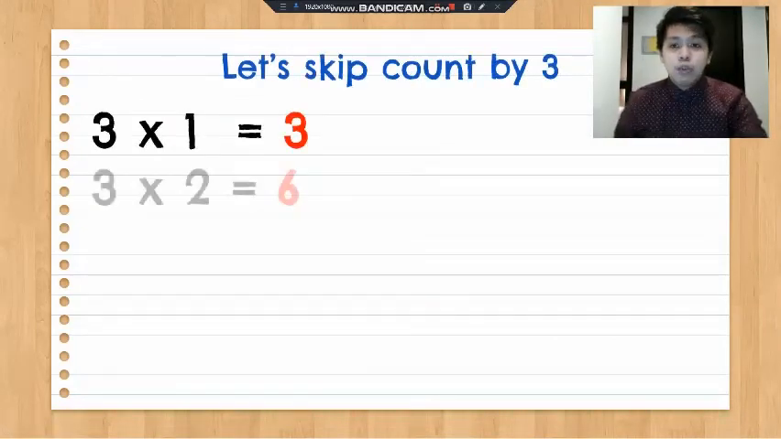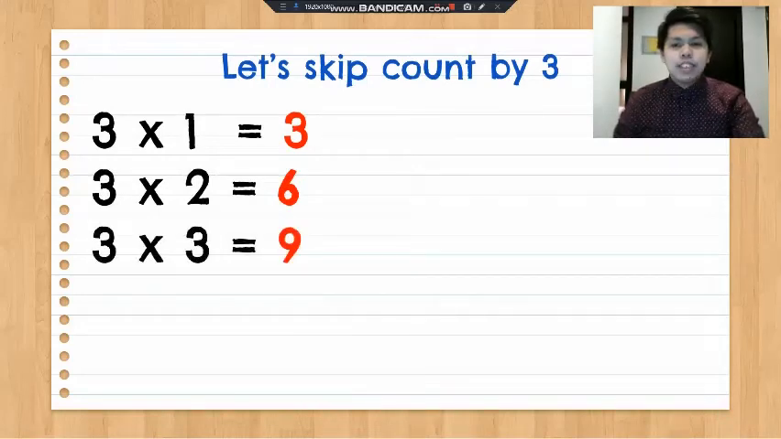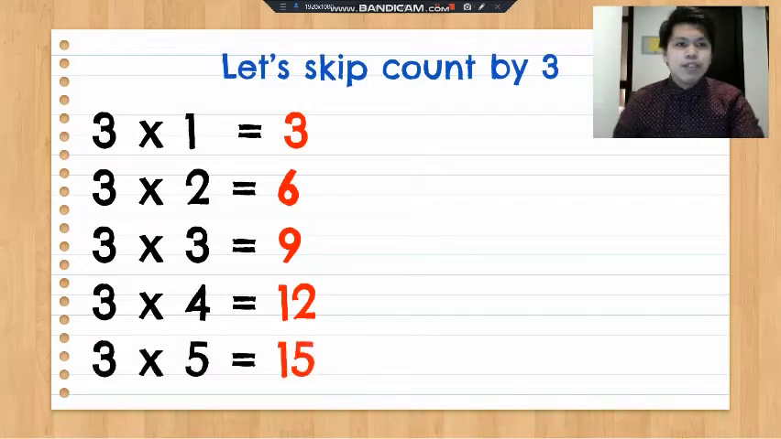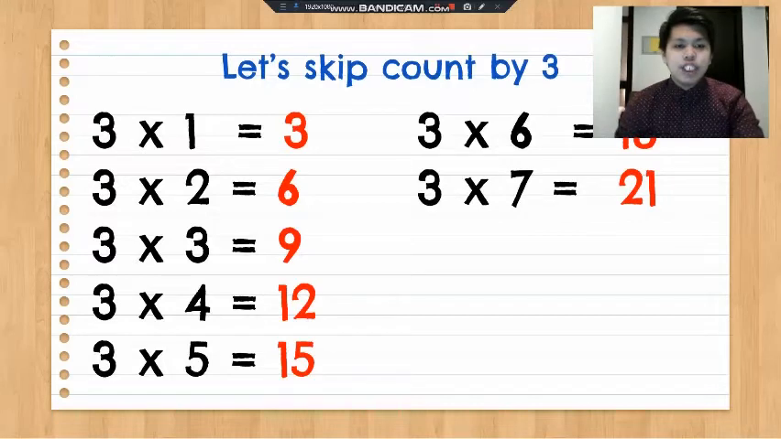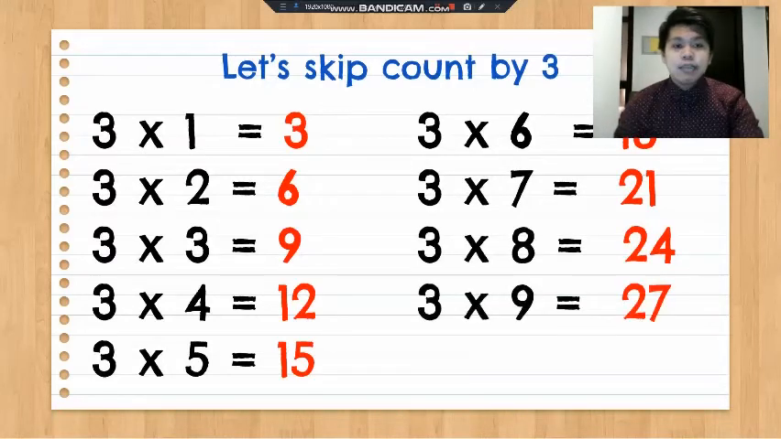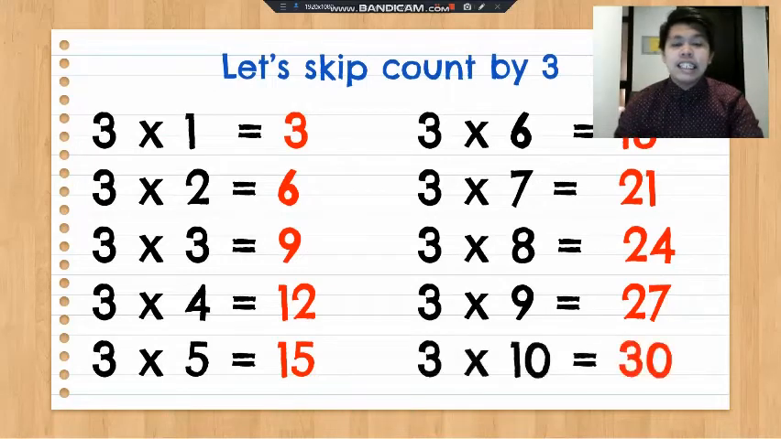So 3 times 1 is 3. 3 times 2 is 6. 3 times 3 is 9. 3 times 4 is 12. 3 times 5 is 15. 3 times 6 is 18. 3 times 7 is 21. 3 times 8 is 24. 3 times 9 is 27. And 3 times 10 is equal to 30.